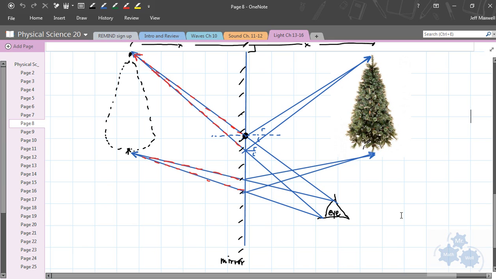So this is what the ray diagram should look like, with the rays going to the top of the image and to the bottom of the image.